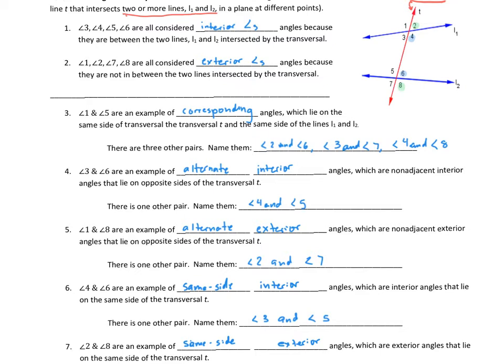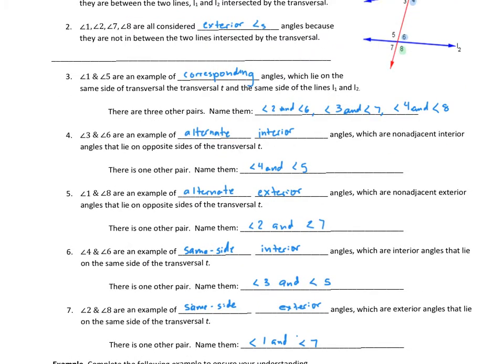Go ahead and find the other two pairs. And there they are. As a bit of a side note, same side interior and same side exterior, depending on what you're reading, what you're looking at, they also could be called consecutive. So consecutive interior or consecutive exterior. For the most part, I'm going to be using same side. That's just the vocabulary I'm the most comfortable with, but so that you're aware, whenever you see the word consecutive, it's talking about same side.